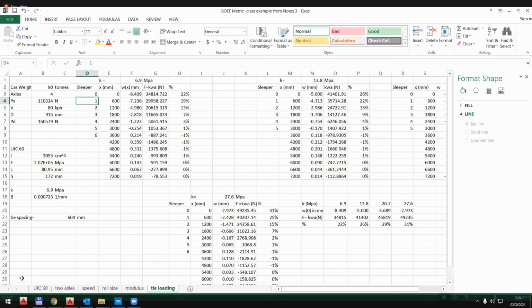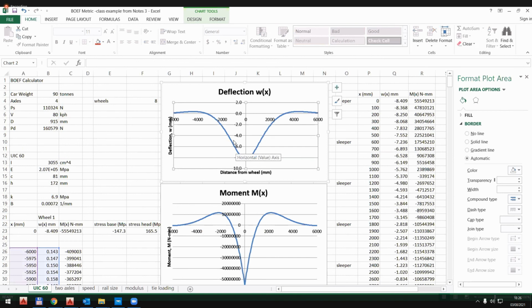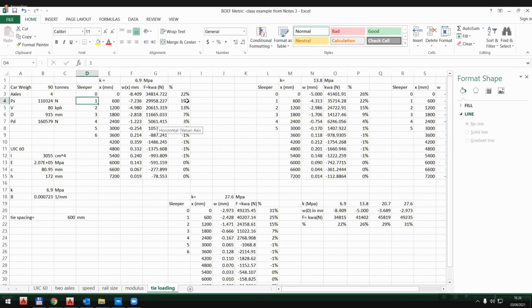The sleeper on either side, at 600 and minus 600 here, gets 30 kilonewtons, or 19%. The sleepers at 1200 on either side get about 20 kilonewtons. Sleeper number 3 is still getting some load. Sleeper number 4 is still getting a little bit, maybe 5 kilonewtons. And sleeper number 5 is already down to about 1%.